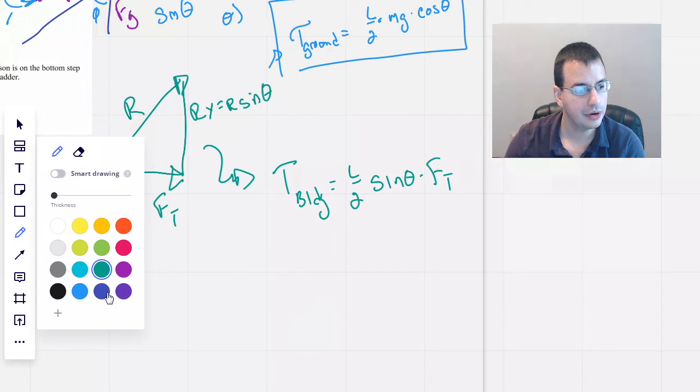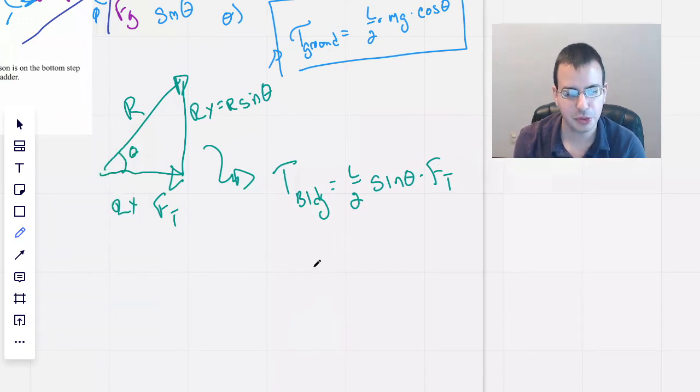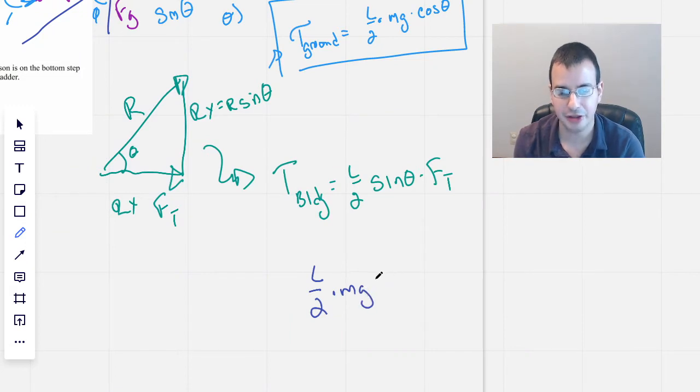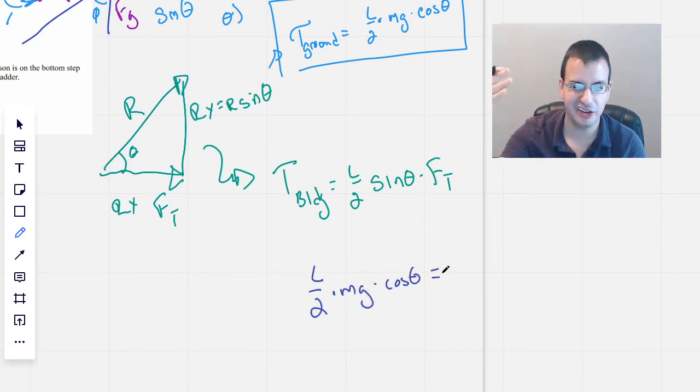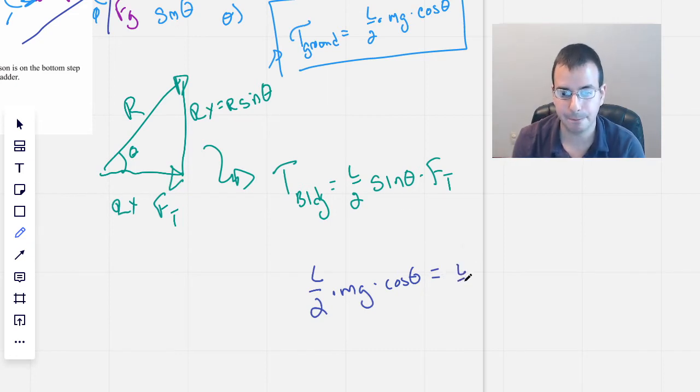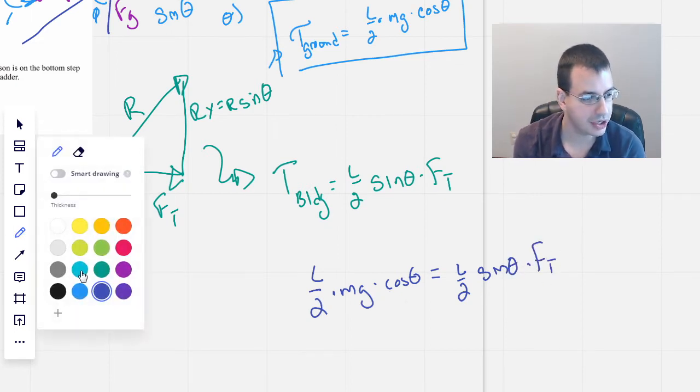Whoop. Whoop. That's why I try and keep an intuitive understanding of these things. That way when my math goes way off the rails and my pictures get funny, I still kind of understand what should be going on. L over 2 sine of theta times force tension. Okay? So we'll start canceling out things.